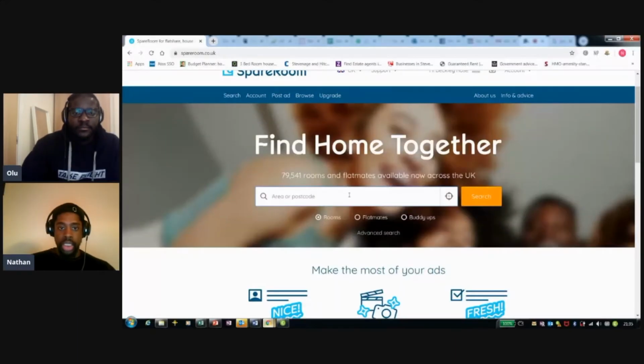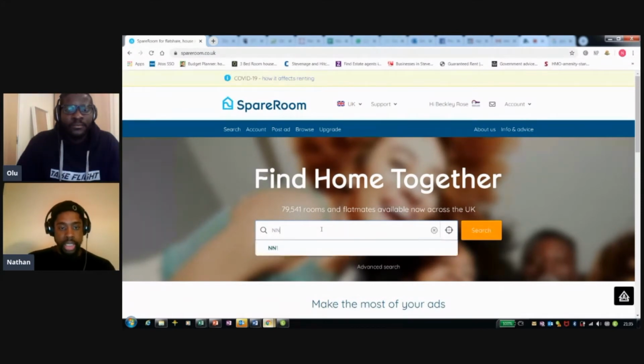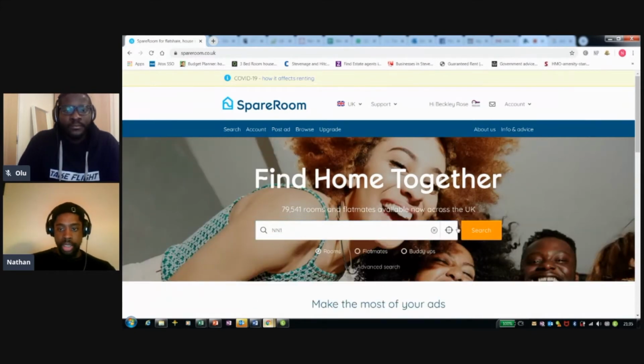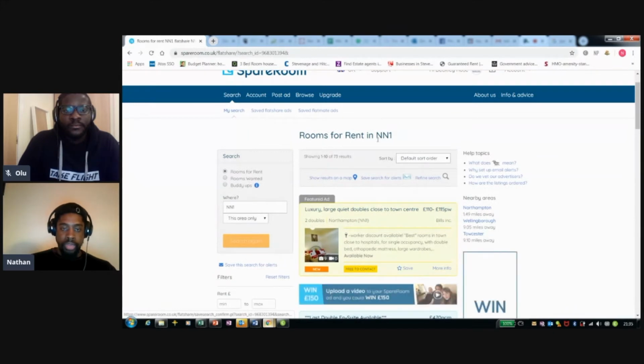So as you can see, guys, this is the Spare Room website for those of you who aren't that familiar with it. In this box here, you can put in an area or postcode of your area. So what we're going to do is put in a postcode here, which is double N1. So I'm going to click on this. And on that first page, it will tell you rooms for rent in this area.